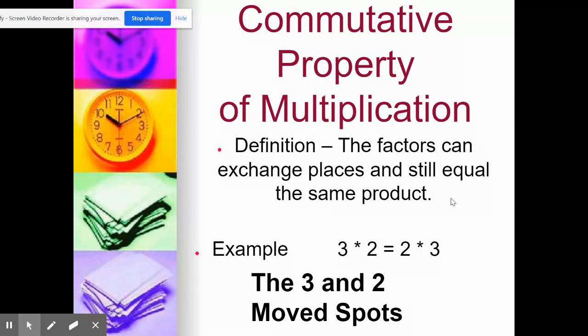Now, it also works for multiplication. So I can switch the numbers in multiplication, and it's still the same. The factors can exchange places and still equal the same product. So like this example, 3 times 2, well, that's 6. But 2 times 3, that's still 6. So I still get the same answer. So commutative property is when I switch the numbers and the answer is still the same. And it only works for addition and multiplication.